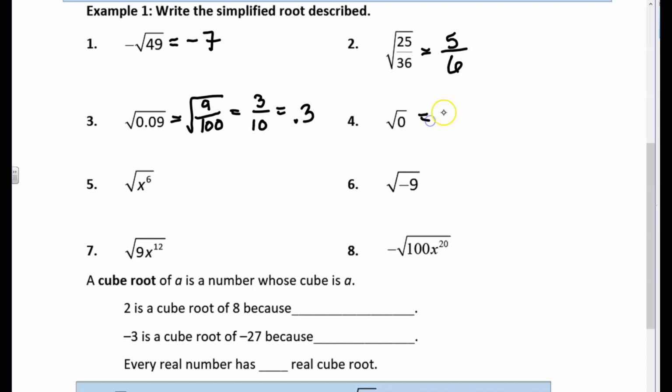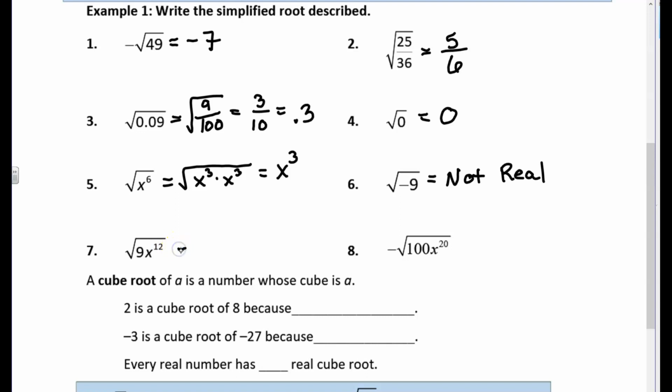The square root of 0 is always 0 because 0 times 0 is 0. And the square root of x to the 6, well, that's x cubed times x cubed. So I'm taking the square root of that, I get x to the 3rd. And the square root of negative 9 is not real. We will learn later in this unit about what to do about negative square roots, but for right now, the square root of a negative is not real.